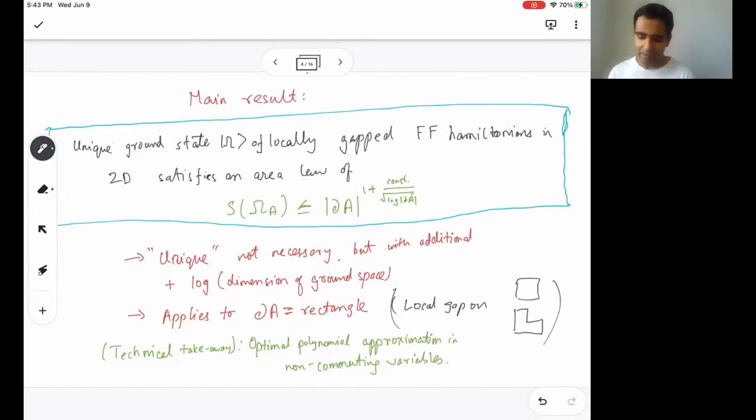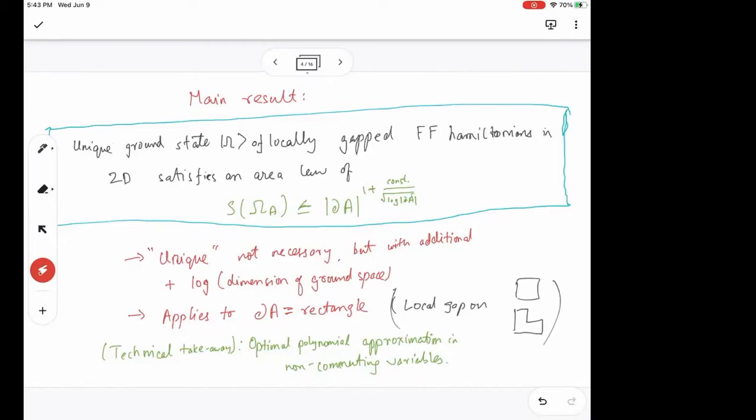There is a technical takeaway, if someone is more interested from a computer science or mathematical point of view, which is that much of the result will be about optimal polynomial approximations in non-commuting variables. I'll talk about it quite a lot in the coming slides. So that's the main result, and yeah, there's some constant.